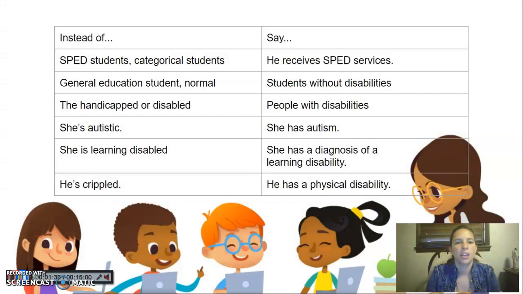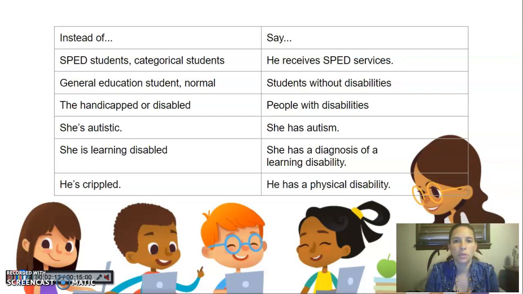So many times I hear, as you are talking, teachers refer to SPED students, or at our school, categorical students. Instead of referring to the students in this way, we should talk about what the student receives. So he receives SPED services, or he is a student in a categorical classroom. We also then have the opposite side, the students without disabilities. We sometimes call them general education students or a normal student. Instead, we should just say that they are a student without disabilities.